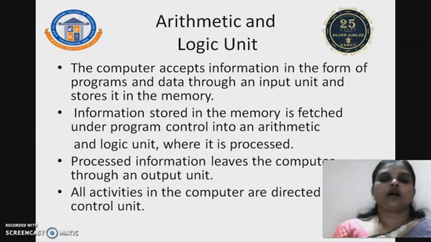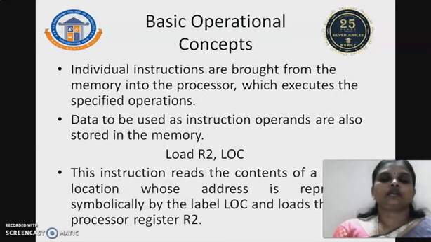The computer accepts information in the form of programs and data through an input unit and stores it in memory. Information stored in the memory is switched under program control into an arithmetic and logical unit where it is processed. Processed information leaves the computer through an output unit. All activities in the computer are directed by means of a control unit. Individual instructions are brought from the memory into the processor, which executes the specified operations. Data to be used as instruction operands are also stored in the memory.